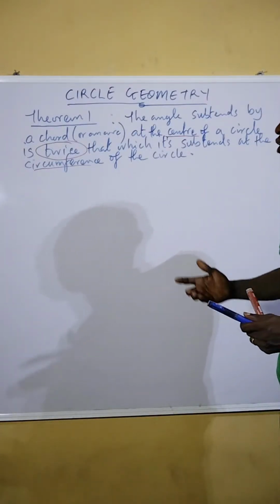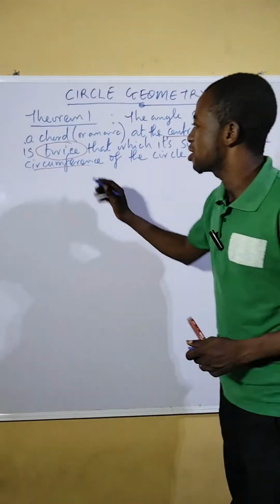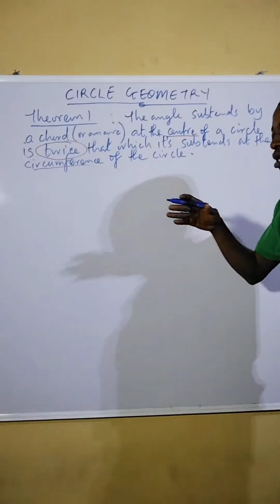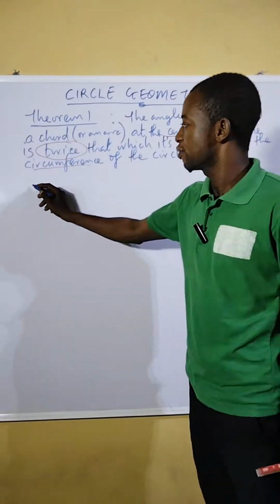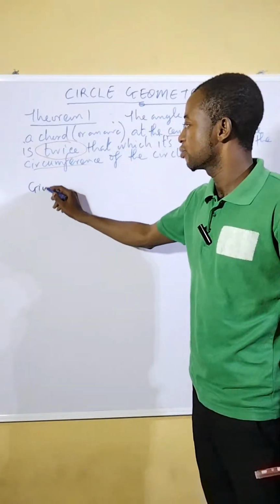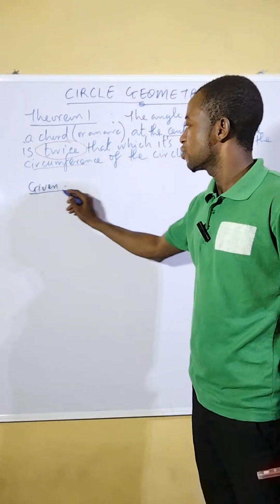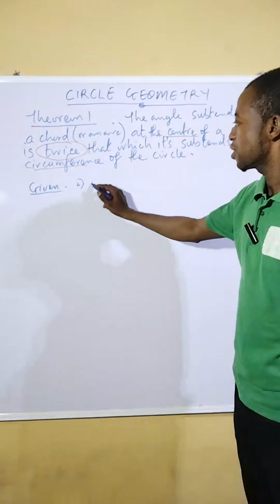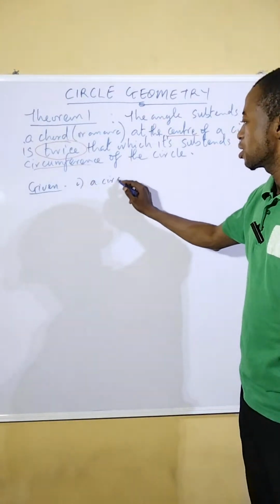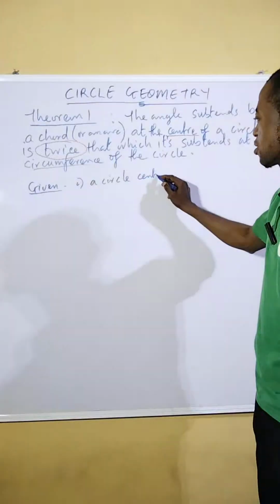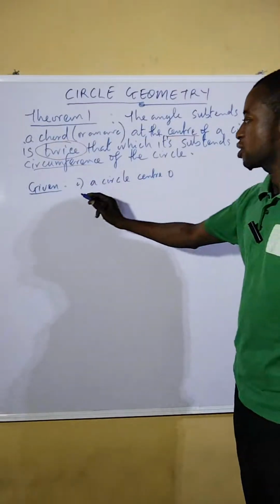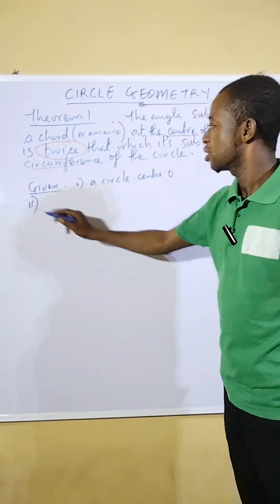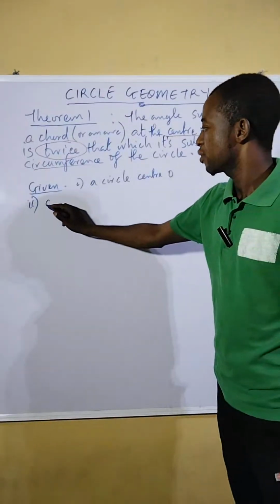Now, for us to prove this theorem, we state what is given. For any theorem to be proved, first state all the parameters we have been given. What are we given? From the theorem, we write out the key points given. The first one, we have a circle with center O. That's the first thing. Then the second thing given, we have a chord.